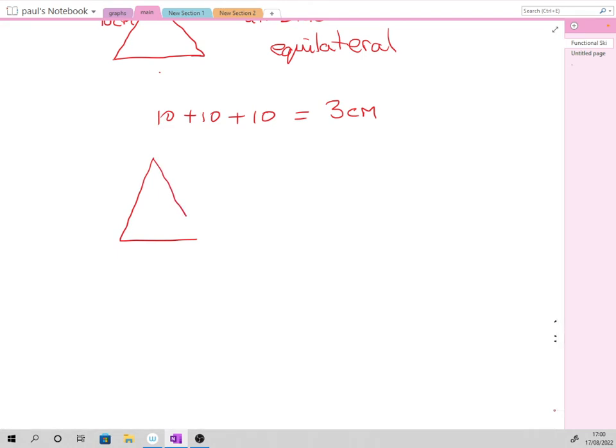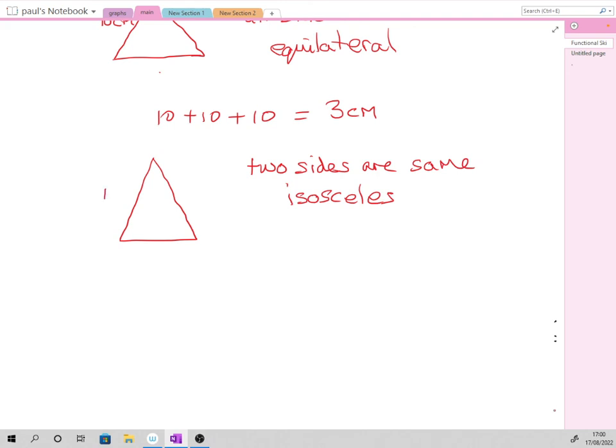Here's the other one. Right, so this is where two sides are the same, and this is called an isosceles triangle. Two sides are the same, and it will obviously be these two longer sides.